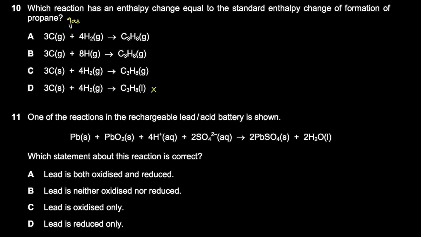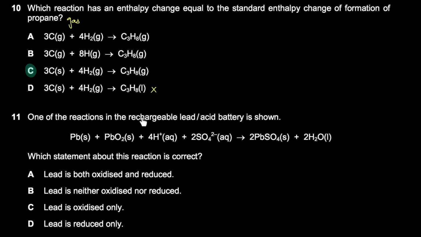And then the elements have to be in their standard state. So we want to make 1 mole of propane gas from the elements in their standard state. The only option in which the elements are in their standard states is option C, right? Carbon is a solid in its standard state. Graphite is taken as the standard state of carbon, and then we have hydrogen gas in its standard state. So the answer is C.